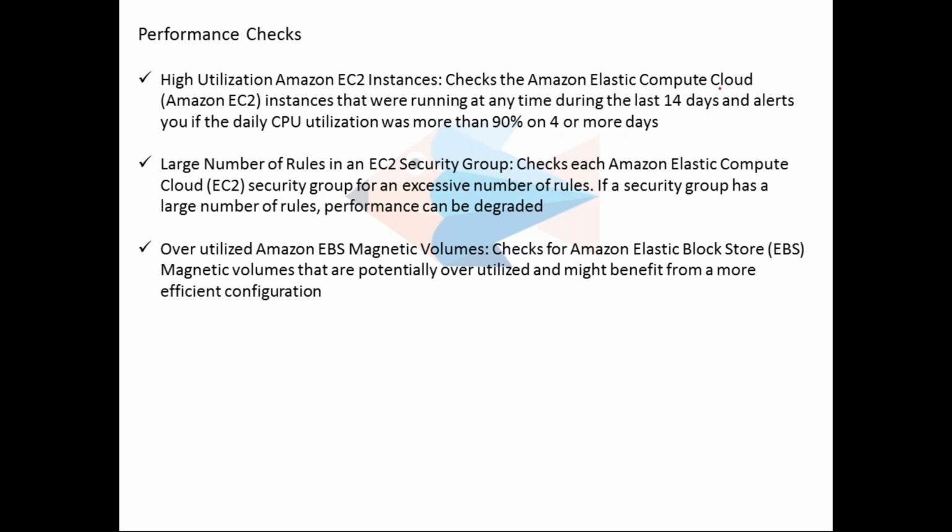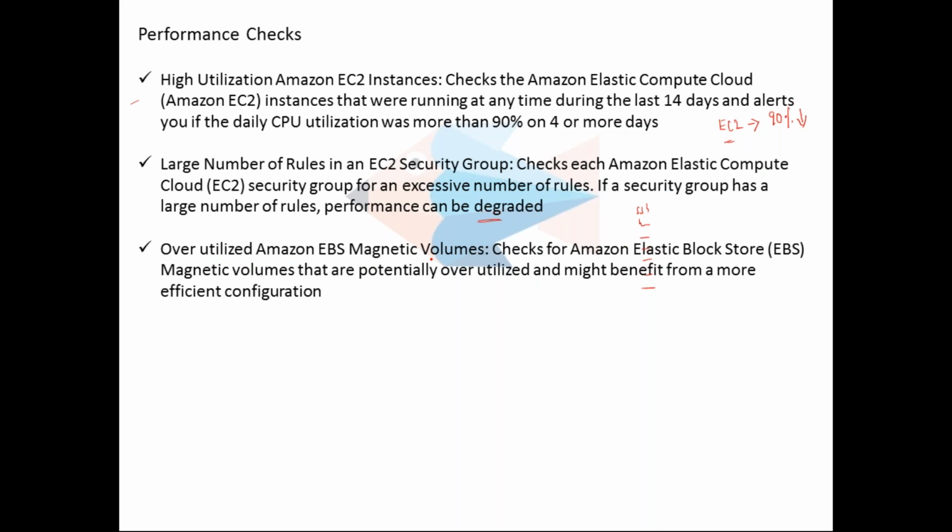For example, if you have an EC2 instance again, and this time the CPU utilization is 90%. So if the CPU utilization is increasing, the performance may go down. Yes, it will warn you to create another EC2 instance at least. And a large number of rules in a security group. If you have multiple rules in a security group like SSH, HTTP, and you added multiple rules, the performance can be degraded. It will give you a warning. So please reduce the rules.